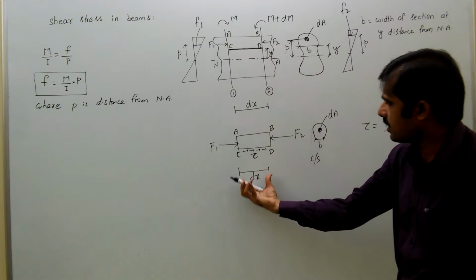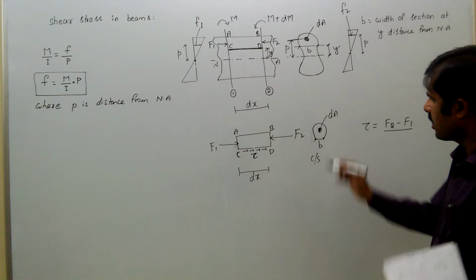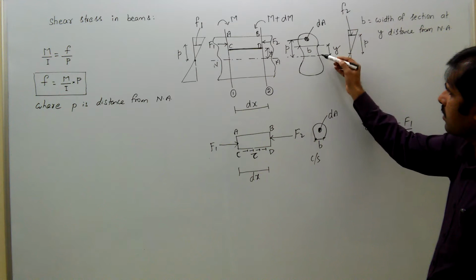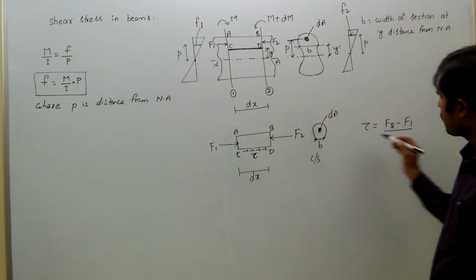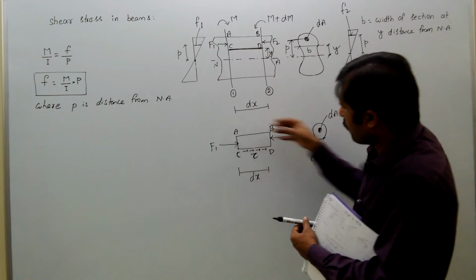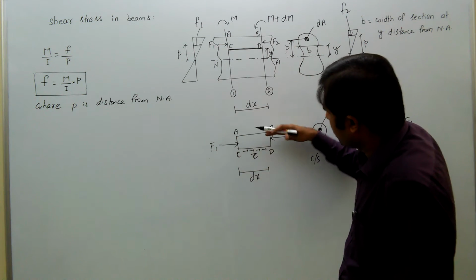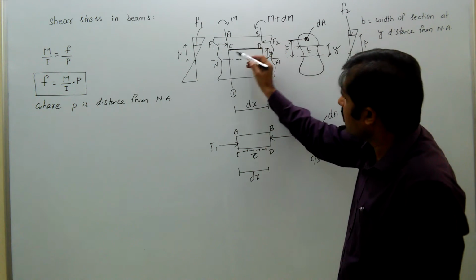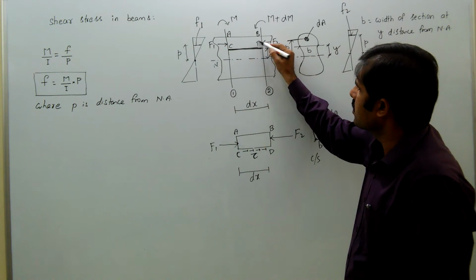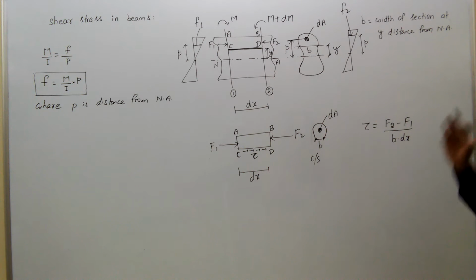Area is, see, this width is dx. I mean this length is dx. Width is b, the width of the cross section at that location, at y distance from the neutral axis. So b dx is the area. That means this force F2 minus F1, the net force, will try to slip the area over at this surface. Now the stress is the force by area, F2 minus F1 by b into dx.